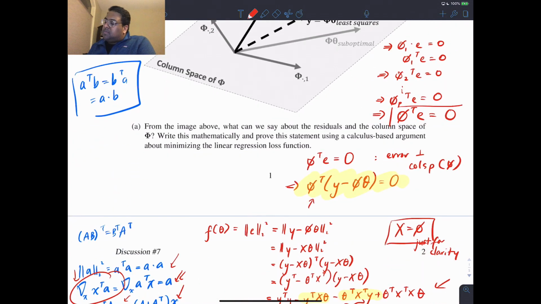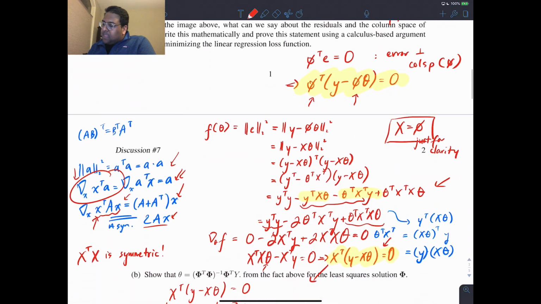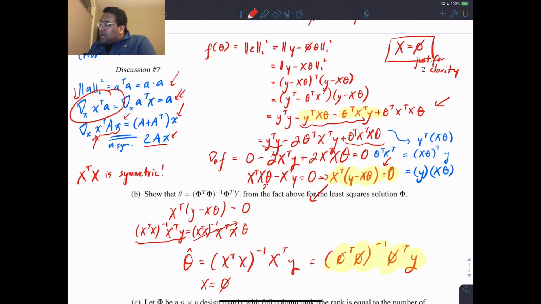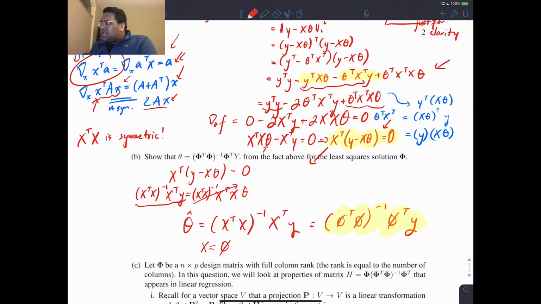So we have this relationship: phi transpose (y minus phi theta) should be equal to 0. With that in mind, we started fresh and said what we really want to do is minimize the L2 norm of y minus phi theta, squared. We used some convenient vector and gradient properties to take the gradient with respect to theta, set it equal to 0, and we found the optimal value of theta, which is (phi transpose phi) inverse phi transpose y.